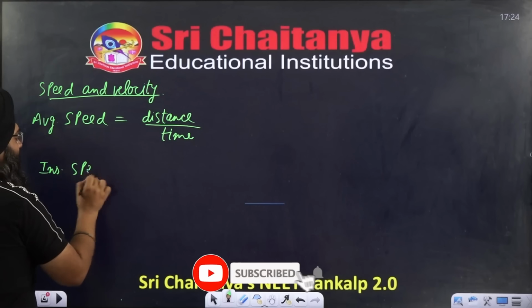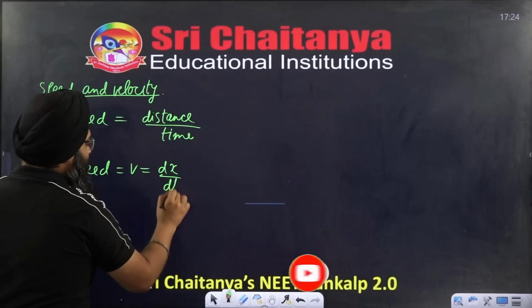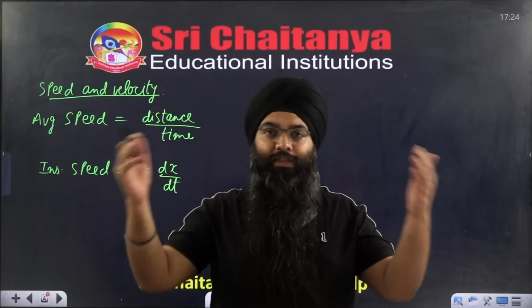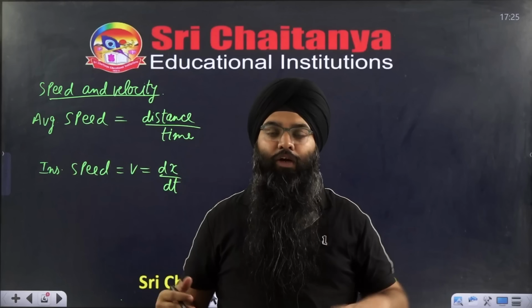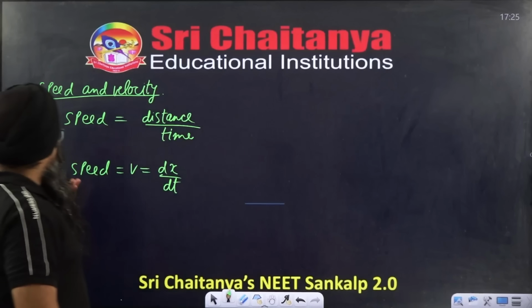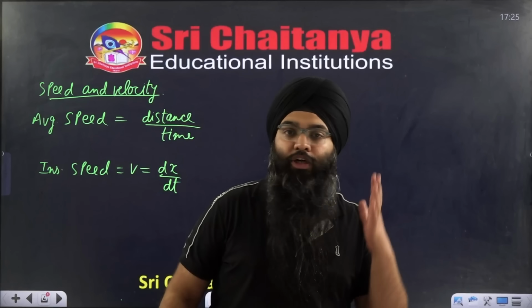Instantaneous speed is written as v, and that will be equal to dx by dt. Average speed will be applied when you want to calculate the total distance traveled in a given time interval divided by the total time taken to cover that distance. That will be average speed. And instantaneous speed will be the speed at a particular instant of time.